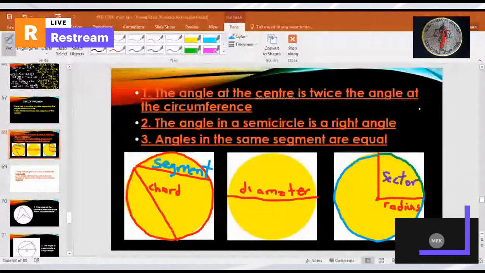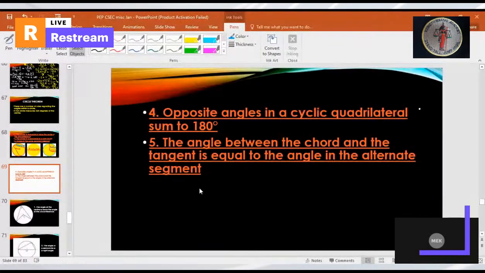Number 4, opposite angles in a cyclic quadrilateral sum to 180 degrees. So the opposite angles in a cyclic quadrilateral should add to 180 degrees. And theorem 5, the angle between the chord and the tangent is equal to the angle in the alternate segment. Angle between the chord and the tangent is equal to the angle in the alternate segment.